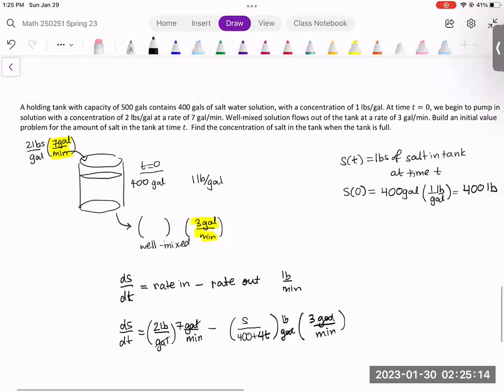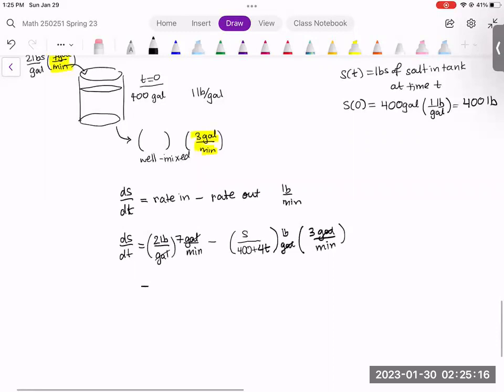Our gallons cancel out. And what we're left with is dS/dt is 14 pounds per minute minus 3S over 400 plus 4t, with an initial amount of salt of 400 pounds. So we had practiced building these DEs before. Now we're going to solve it.